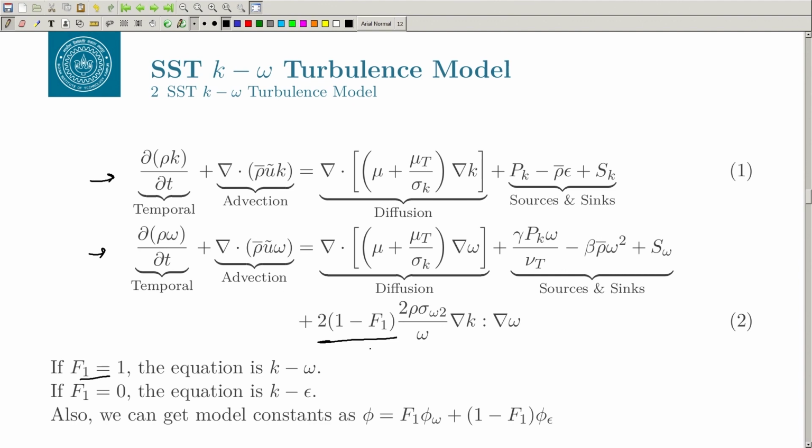This depends on the distance from the wall. So, when f1 is equal to 1, you can see that this term goes to 0, and then that will become k omega. That means we want f1 equal to 1 very close to the wall, or 1 minus f1 to be 0, and when f1 equal to 0, the equation is k epsilon.